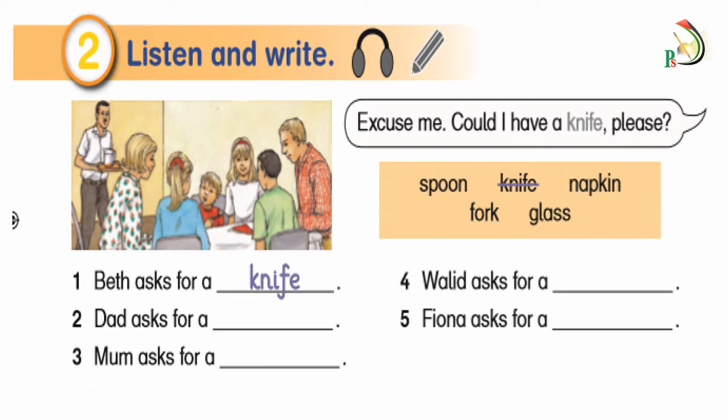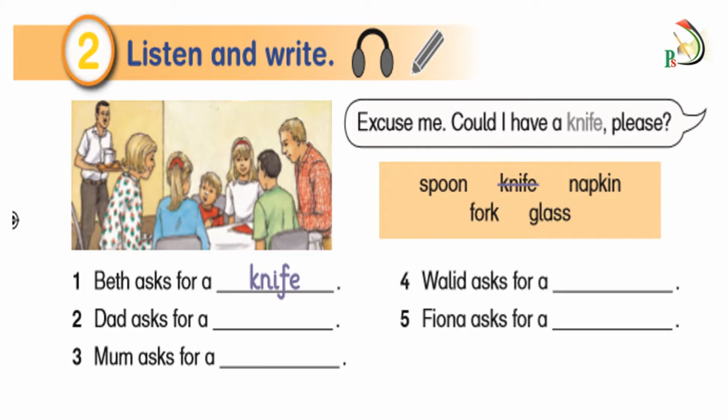I think that Fiona's family asks for things at the restaurant, right? Let's read the words here in the brown box. Spoon, knife, napkin, fork, glass. Okay.